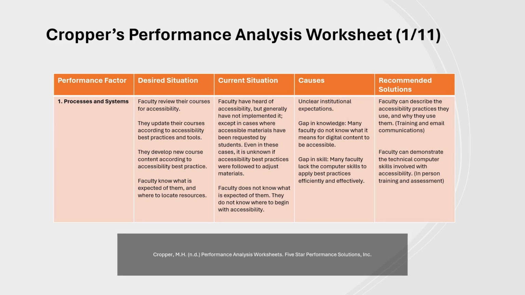So for the recommended solution for this, I actually did recommended outcomes. Faculty can describe the accessibility practices they use and why they use them. The solution for this might be training and email communications. And the second outcome is faculty can demonstrate the technical computer skills involved with accessibility, which would require in-person training and assessment.